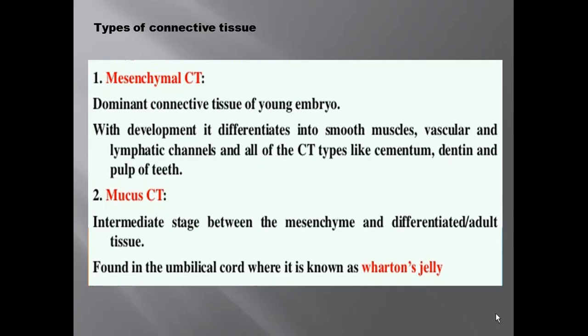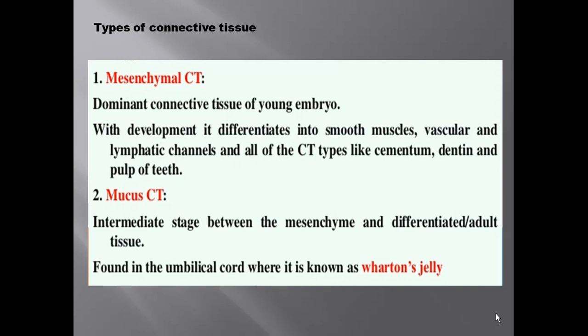And let's go to the types of connective tissue. We have two types. Either mesenchymal connective tissue, which is dominant in the embryo and fetus, and has the ability to differentiate into smooth muscle, vascular and lymphatic channels, and all types. A good example of this is cementum and dentin and the pulp of teeth. All of this is the structure of the teeth.